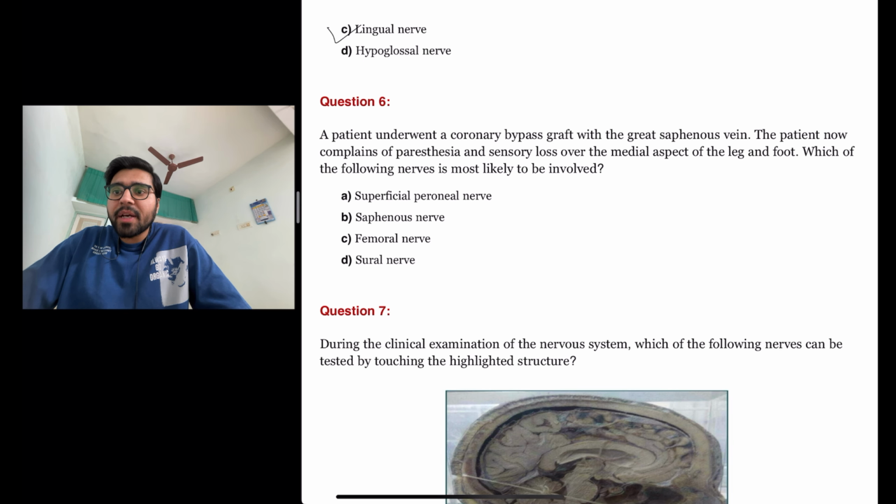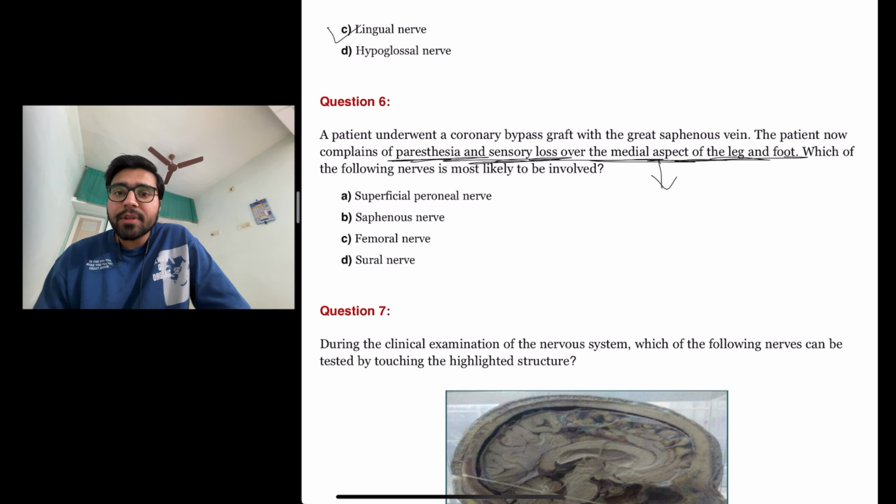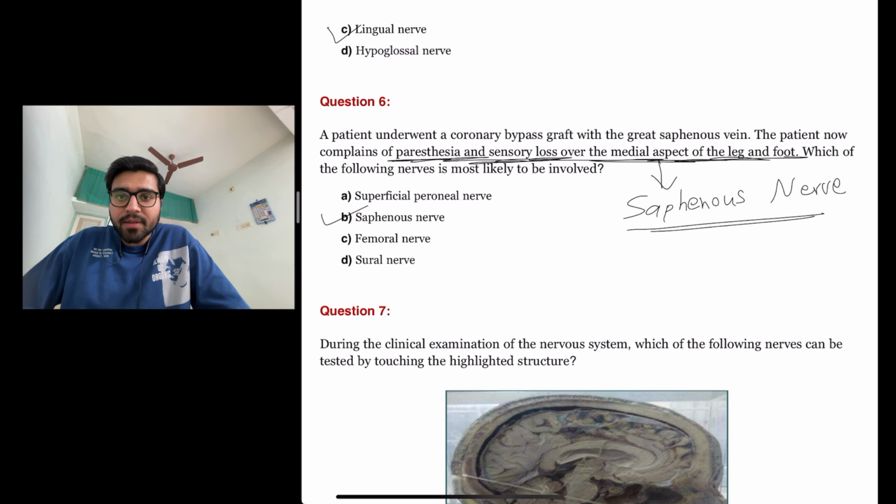The next question is: a patient underwent a coronary bypass graft with the great saphenous vein. The patient now complains of paresthesia and sensory loss over the medial aspect of the leg and foot. Which of the following nerves is most likely to be involved? So they are describing paresthesia as well as sensory loss over the medial aspect of the leg and foot. The medial aspect of the leg and foot is actually supplied by the saphenous nerve. So the nerve most commonly involved here is B, saphenous nerve.